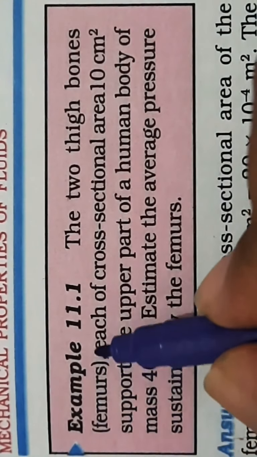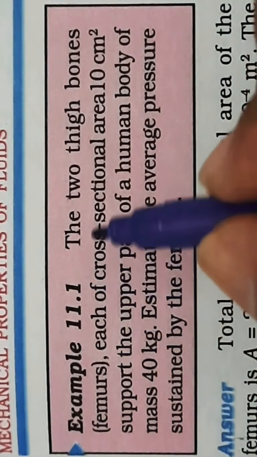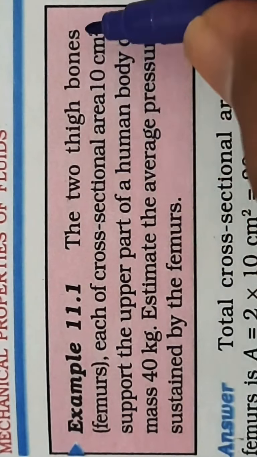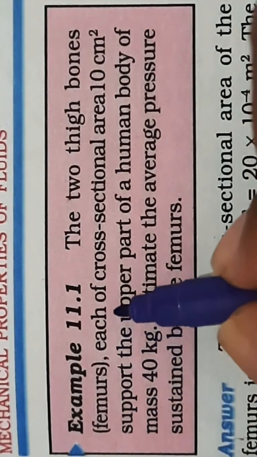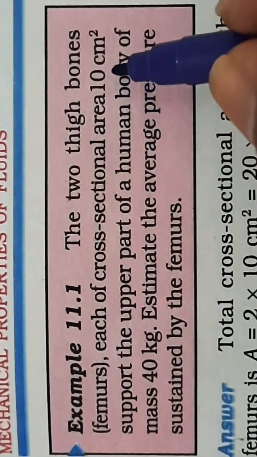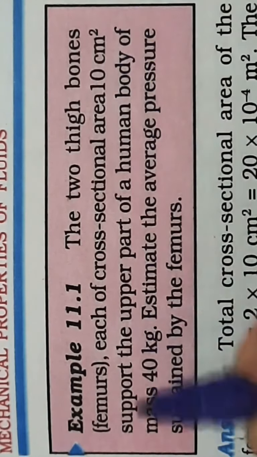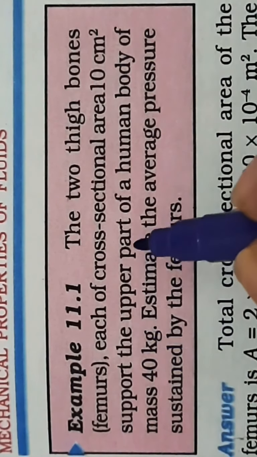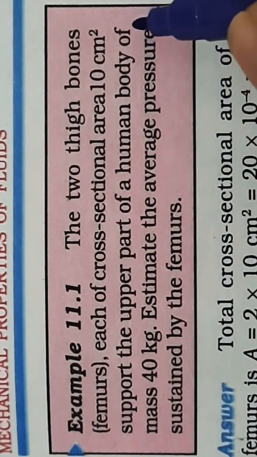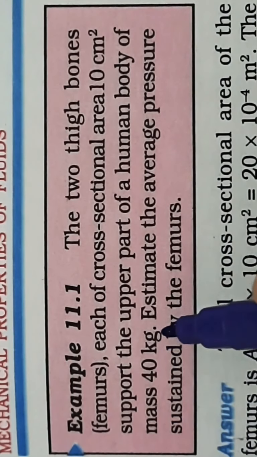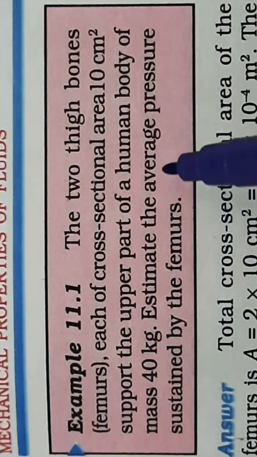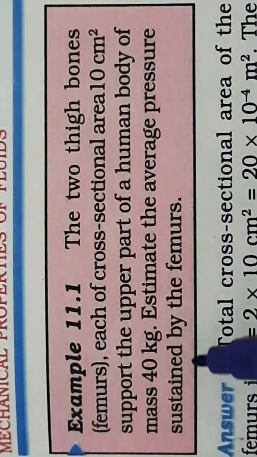See the example problem 11.1. The two thigh bones, femur, each of cross-sectional area 10 cm square, support the upper part of a woman's body of mass 40 kg. Estimate the average pressure sustained by the femur.